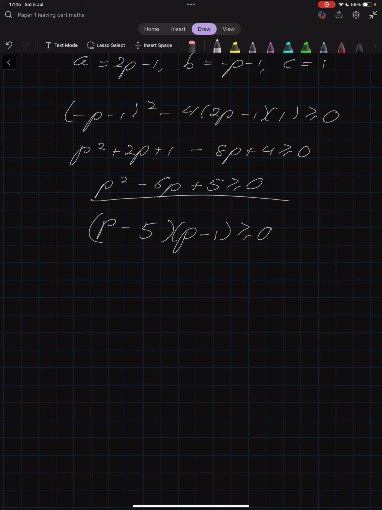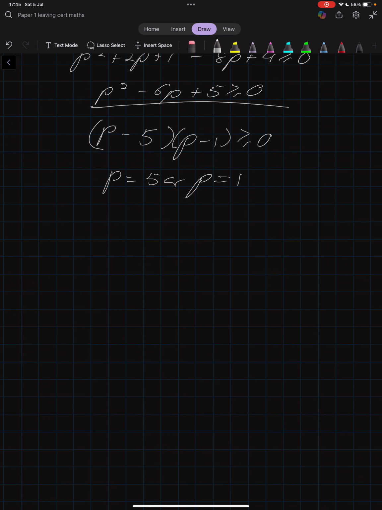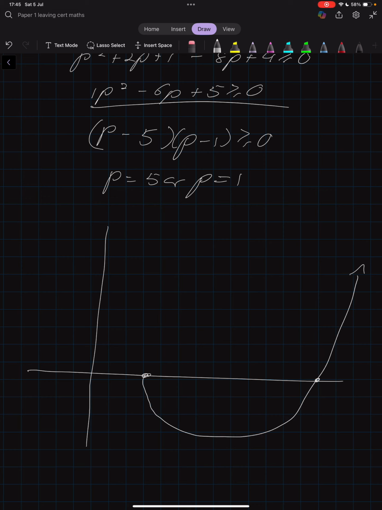So when does this equal 0? This equals 0 at p equals 5 or at p equals 1. So now if I draw it out, p equals 1 is here, p equals 5 is here. The quadratic is positive, again, because you've got 1 p squared, so the 1 is positive. So it looks something like this.